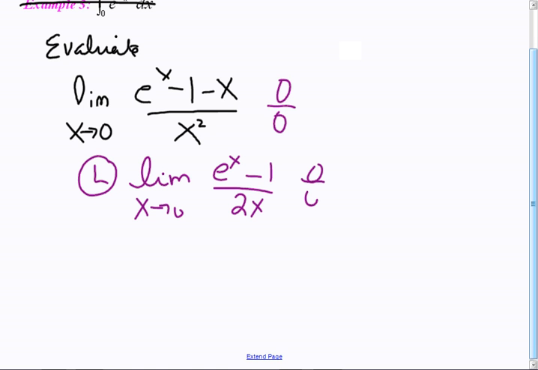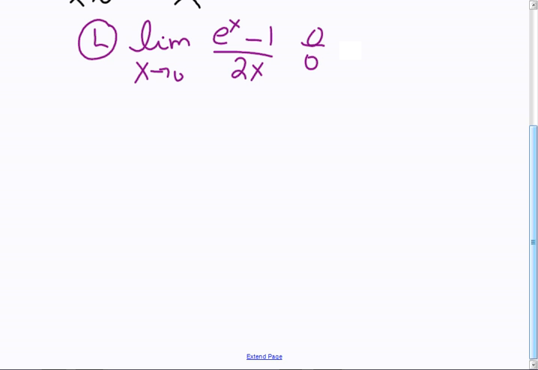0 over 0. So guess what? You have to show that. Everybody better be good about that because I hate to see you get it wrong because you didn't. Well, guess what? We got to do L'Hopital's rule again.